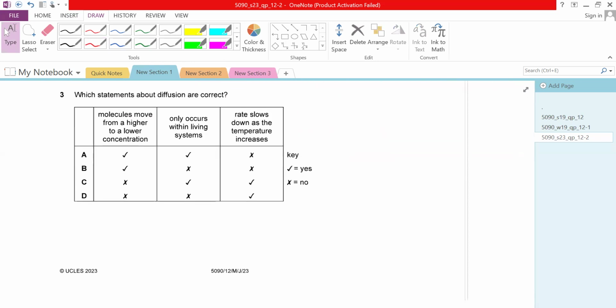Question number 3. Which statements about diffusion are correct? Molecules move from higher concentration to lower concentration. Yes, this statement is correct. Only occurs within living systems. No, it may occur in a non-living system too. The rate slows down as the temperature increases. No. So we have to look for the option that has 1 tick and 2 crosses in the given columns. So option B is correct for question number 3.